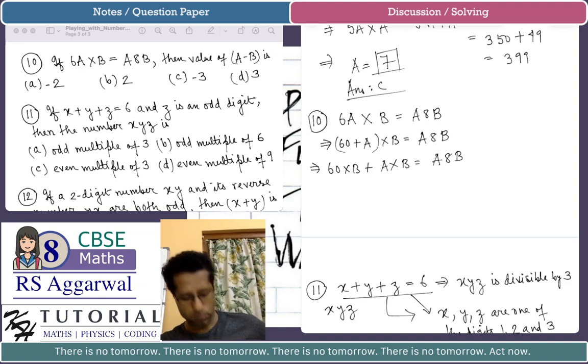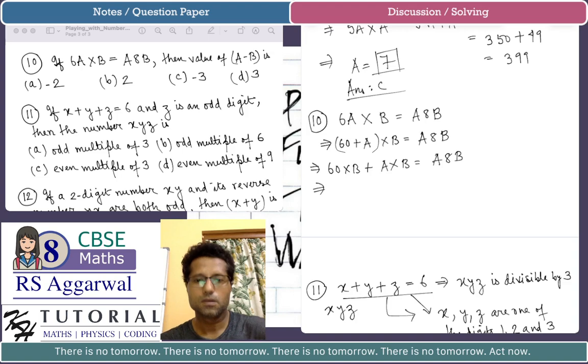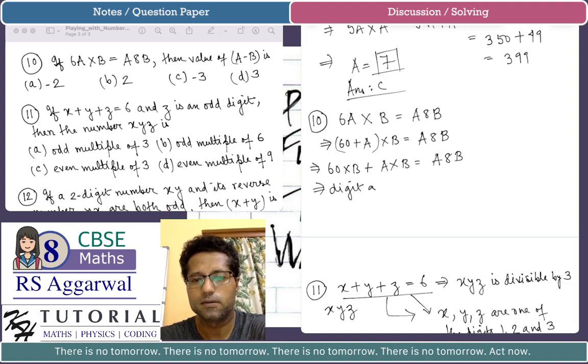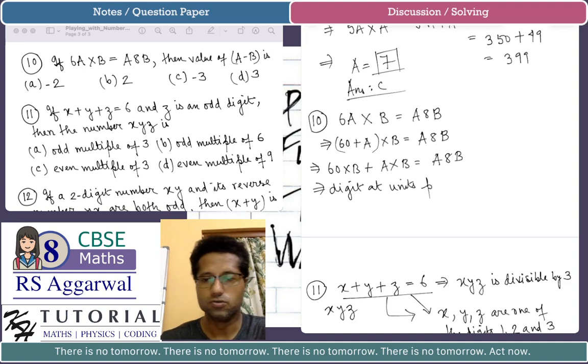Okay, so this implies that the digit at the units place, since 60 into b, whatever the number is, the units digit of the number 60 into b is always 0. So in determining the units digit of the number on the left hand side, the 60 into b will not matter. What will matter is a into b.